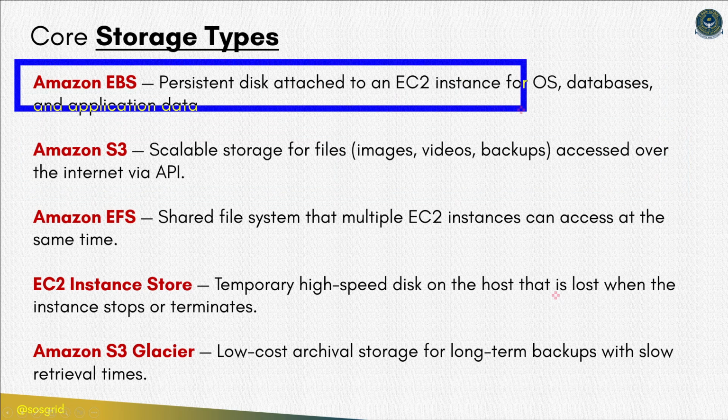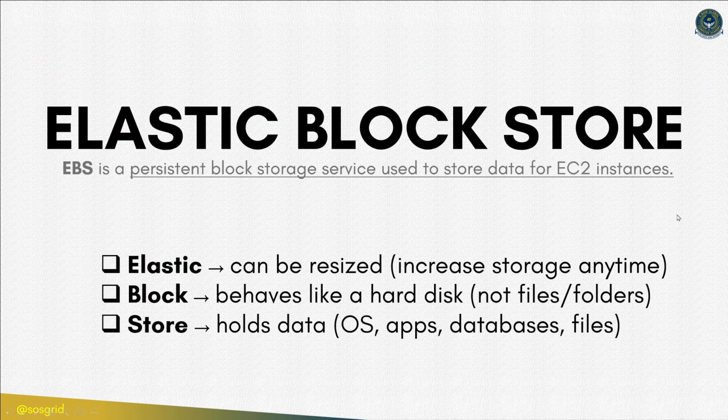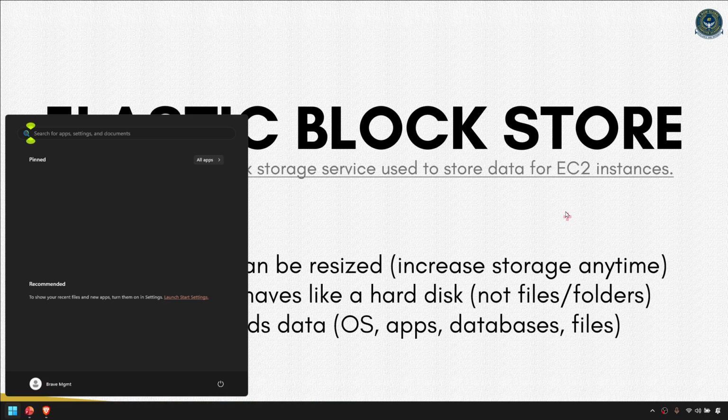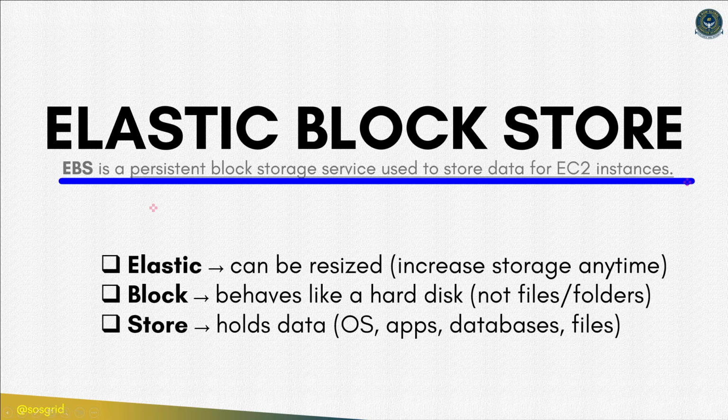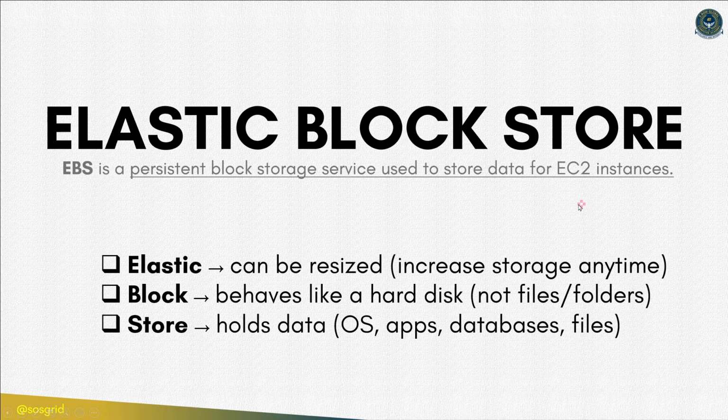Okay, so this Amazon EBS, let's dive into it. Now, the Amazon EBS, first of all, stands for Elastic Block Store. And this Elastic Block Store is a persistent block storage service used to store data in an EC2 instance. Don't worry about that grammar, but let's break it down. The reason why it's called EBS or Elastic Block Store is, first of all, it can be resized. As you have more files inside it, it can also be resized, but not by yourself. It does that automatically.